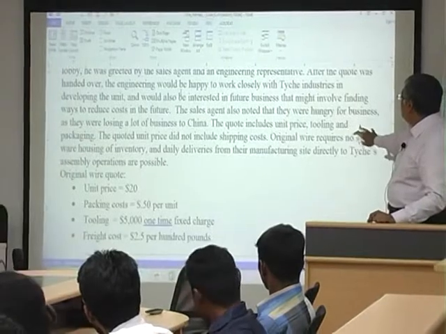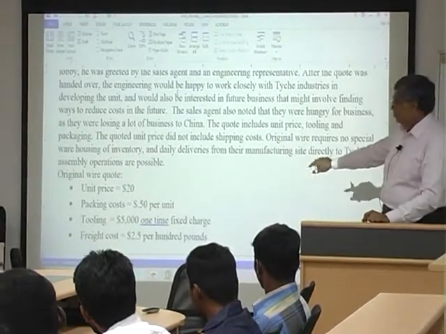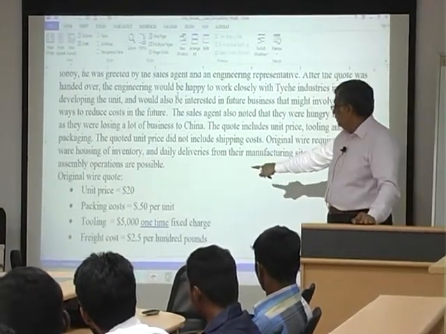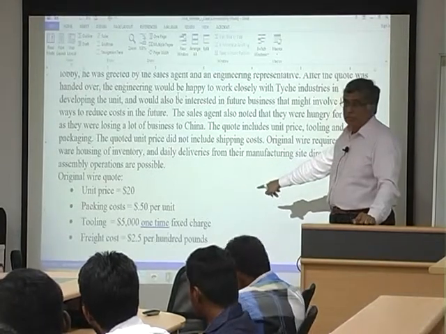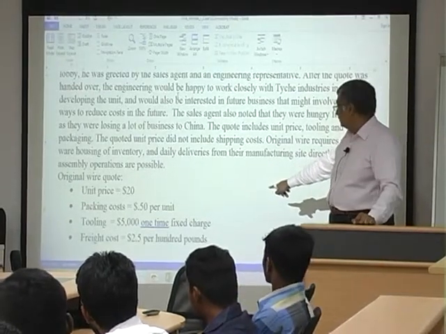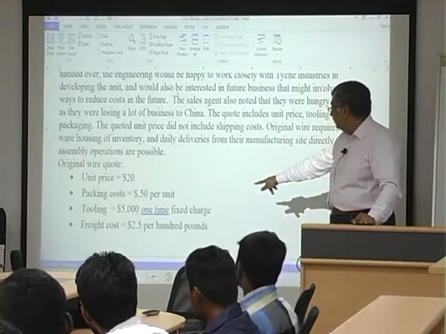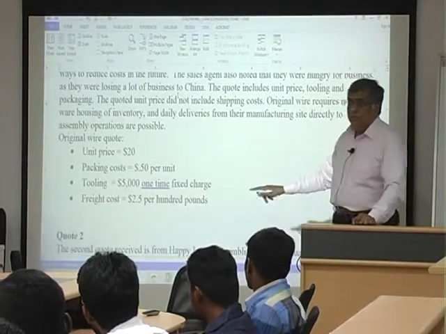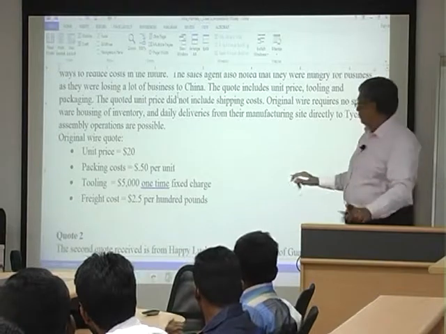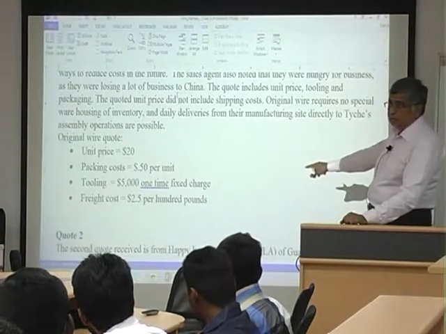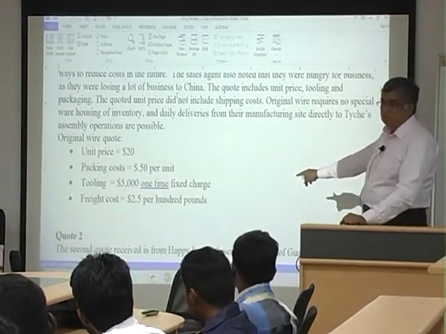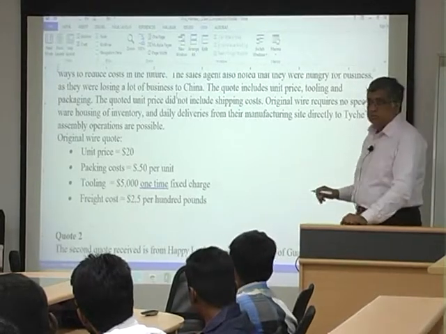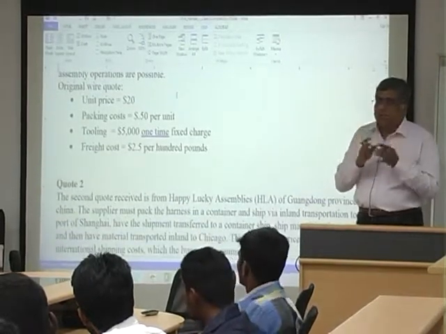Okay. The domestic quote is very simple. The unit price, packaging, and tooling. Tooling, you can see, is a fixed cost. And then freight is per 100 pounds. Okay? We've already written the weight. So the freight that the trucking company will charge is $2.50 per 100 pounds. But this case is all about the landed cost of the foreign source.